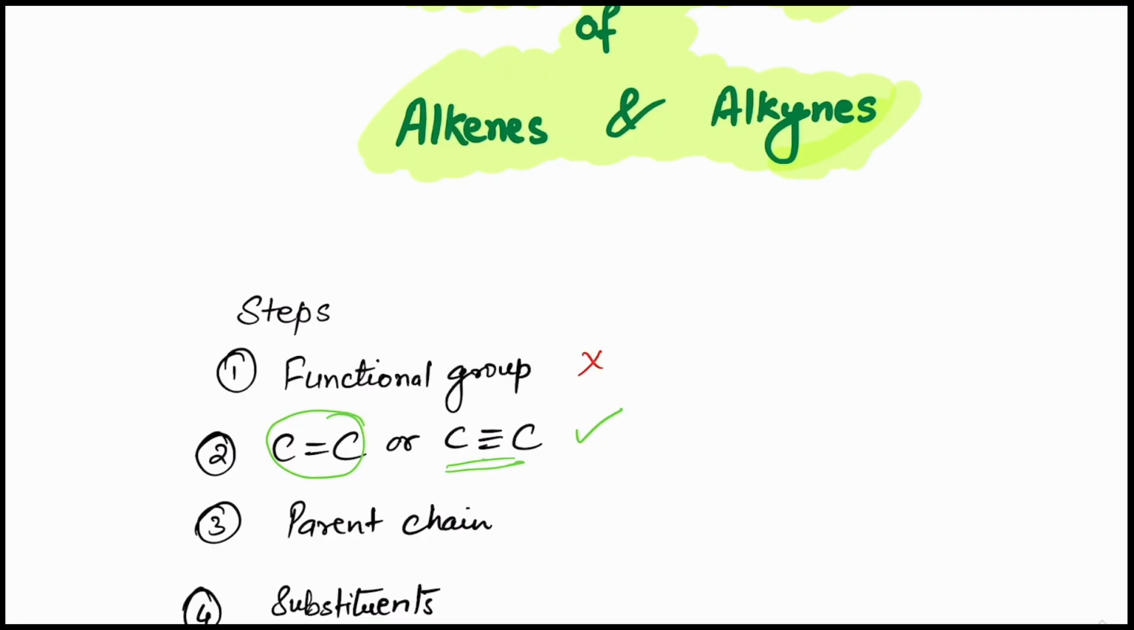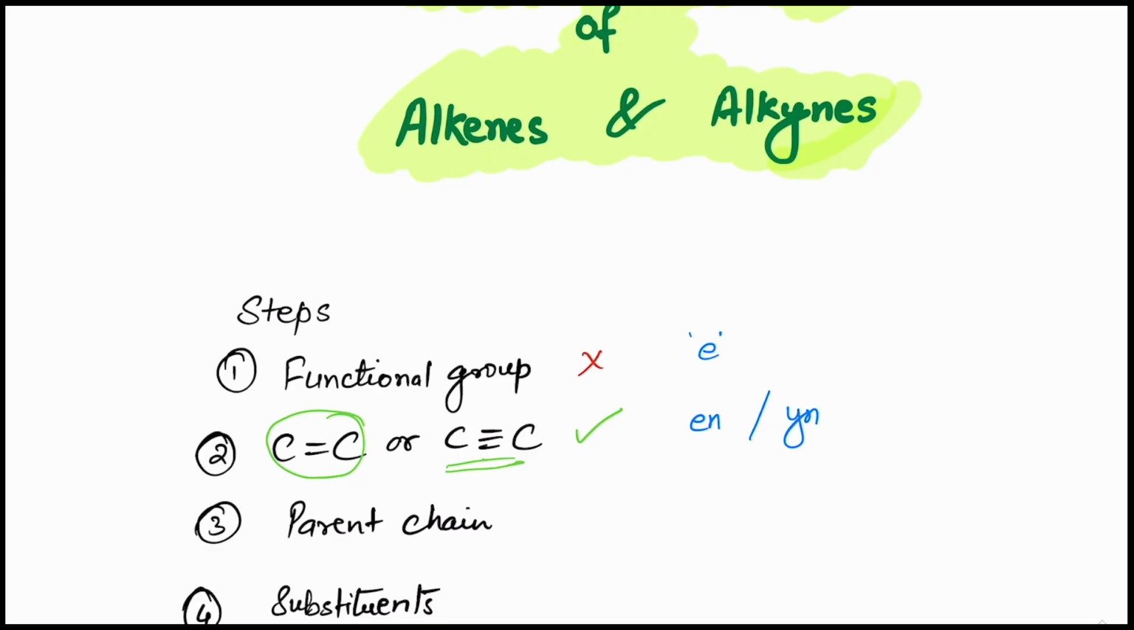Step 1 and step 2 decide the suffix part of the name. Since there is no functional group present, the name will end with an E, and if alkene is present, then we will add EN, and if alkyne is present, then we will add YN.